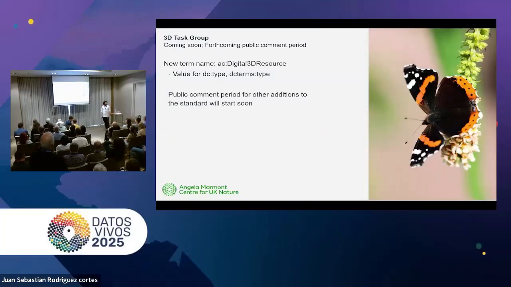One of the big things we were hoping to get done, or at least get into public comment for this meeting, was the 3D task group's work. So we have a new term name, or a new value for media types, so we can start supporting digital 3D resources like CT scans, all this kind of stuff. This will probably get to public comment in about a month's time, with a much broader suite of new terms and new functionality for the standard, so keep an eye out for that. We do all of our stuff on the Audiovisual Core GitHub, so you'll be able to find that.